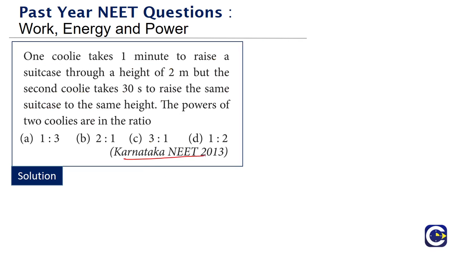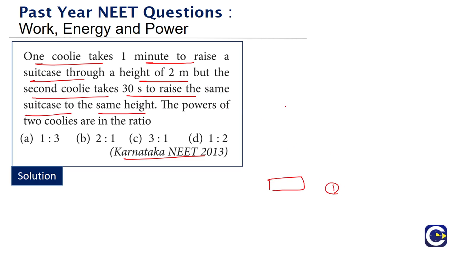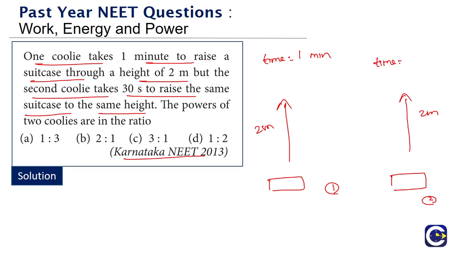So we have a question that has come again in the Karnataka paper 2013. One coolie takes 1 minute to raise a suitcase through a height of 2 meters. But the second coolie takes 30 seconds to raise the same suitcase to the same height. Means what? We have a first coolie who is raising a suitcase to a height of 2 meters. Time taken in this case is 1 minute. Second coolie is raising the same suitcase to the same height, 2 meters. In this case, what is the time taken? 30 seconds. The powers of the two coolies are in the ratio.